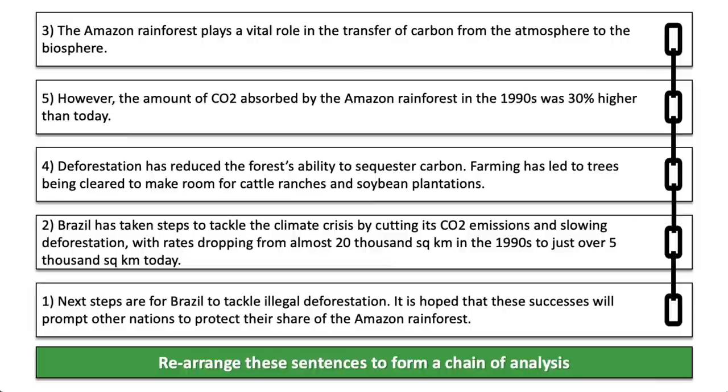And then we've got statement one, which was next steps for Brazil are to tackle illegal deforestation. It is hoped that these successes will prompt other nations to protect their share of the Amazon rainforest. So that's a really nice analytical argument we put across there, outlining what's going on in the rainforest and what's going on in particular in terms of rate of carbon sequestration.